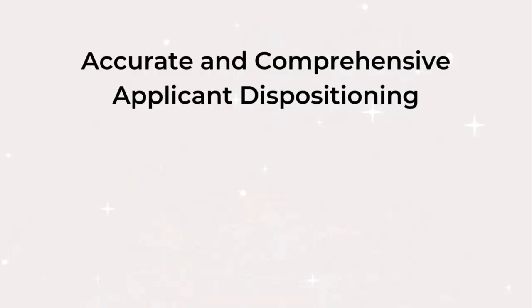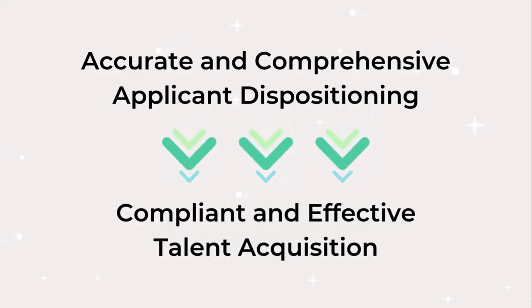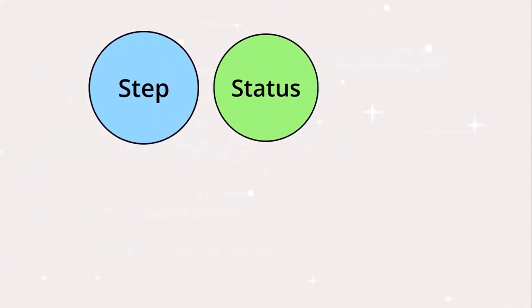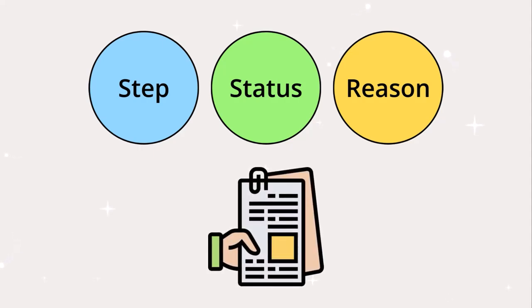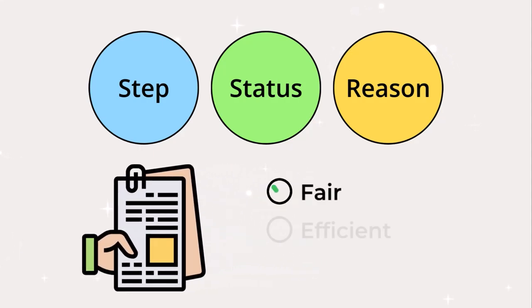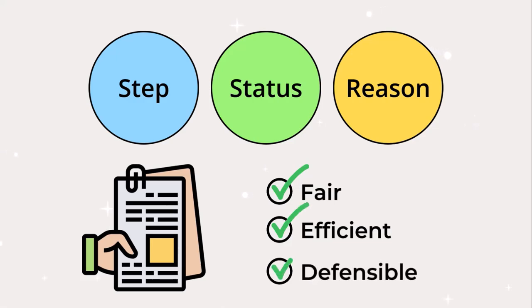Accurate and comprehensive applicant dispositioning is a cornerstone of compliant and effective talent acquisition. By focusing on clear steps, statuses, and reasons, and by maintaining accurate and complete records, you set the stage for a fair, efficient, and legally defensible hiring process.